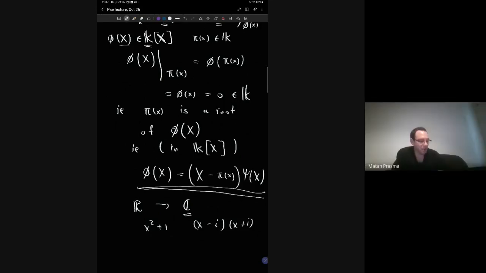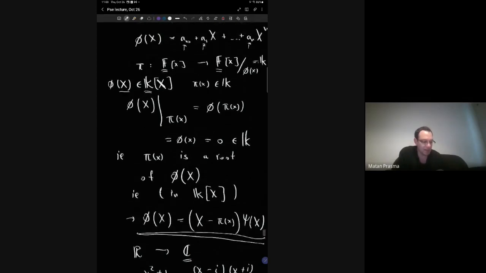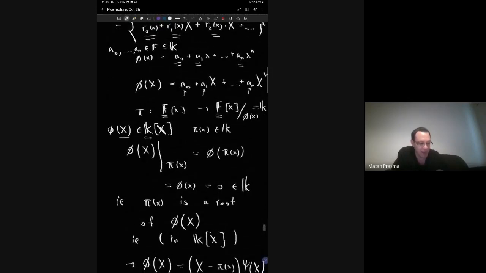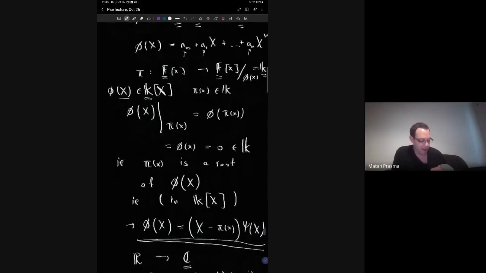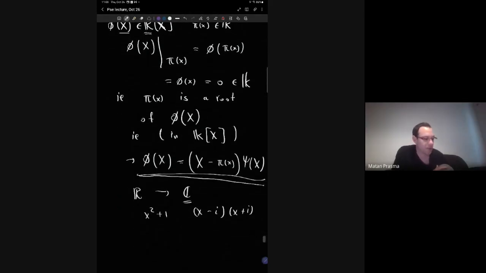But it's important that you get this meta trick. In this new field K, I suddenly have a root for phi. Phi did not have any root in the original field, and now I enlarge the field in a way that forces phi to have a root. That's very cool. And so maybe now is a good time for a break. We'll come back after the break and we'll see some application of this.